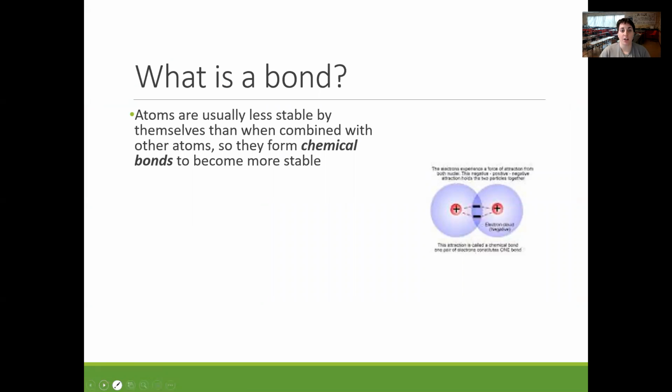So first, let's start with a general definition of what is a bond. Atoms in general are usually less stable by themselves than when they're combined with other atoms. So atoms are going to combine with other atoms to become more stable, and that's called a chemical bond.